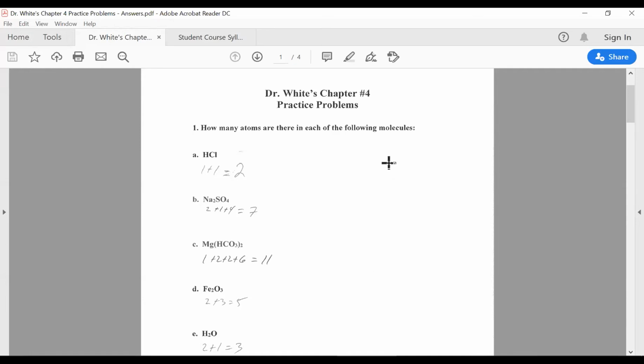All right, how many atoms are each of the following molecules? Well, you have to know your chemical symbols: HCl, 1 hydrogen, 1 chlorine, 2. Now, when you have a number to the right subscript of the element, that tells you how many atoms. So in sodium sulfate, which I think I did yesterday, you have 2 sodium, 1 sulfur, and 4 oxygen. That's 7.